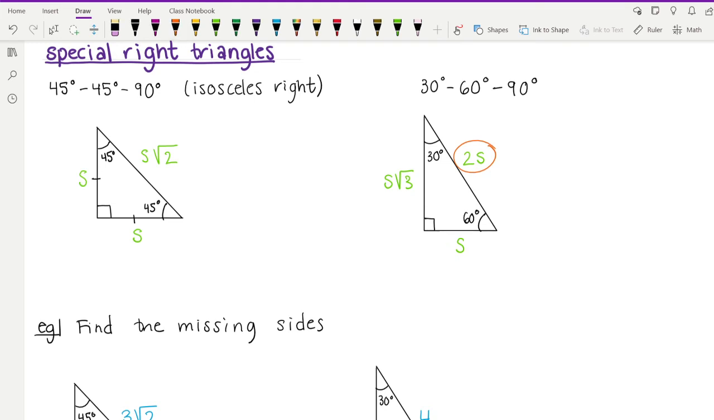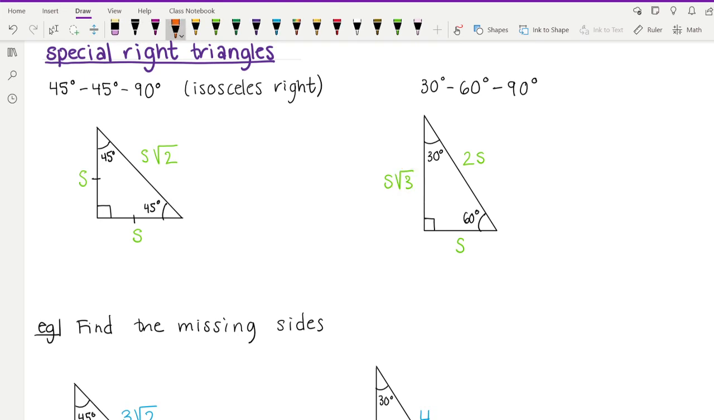And so the biggest side is 2 times s, and that is across from our biggest angle. And then square root of 3, well, square root of 3 is less than 2, right? If you type square root of 3 into a calculator, you'll find it's 1 point something. It's definitely less than 2 because 2 squared is 4, so square root of 3 is less than 2.